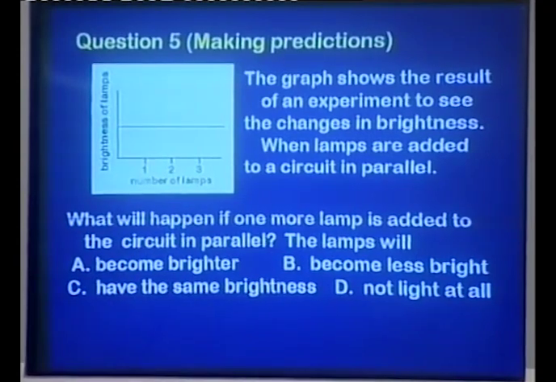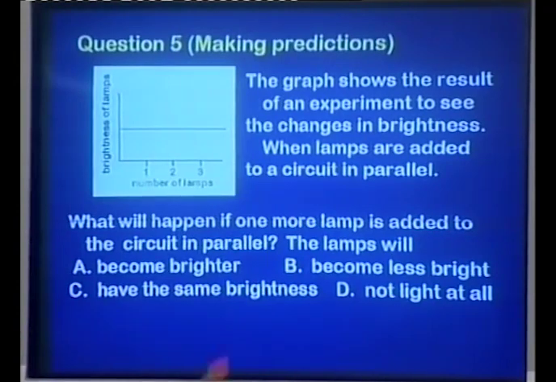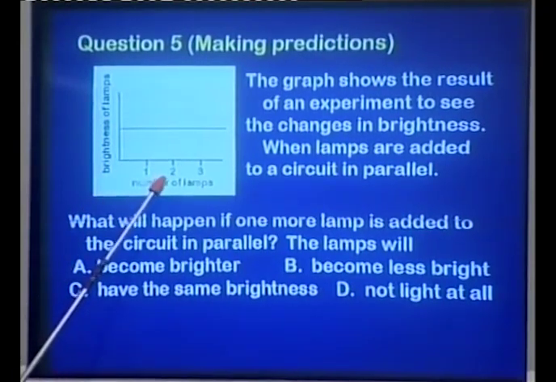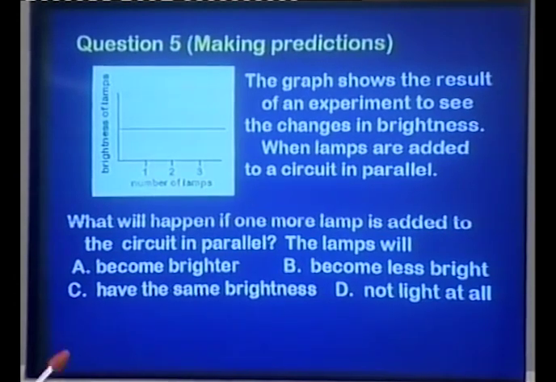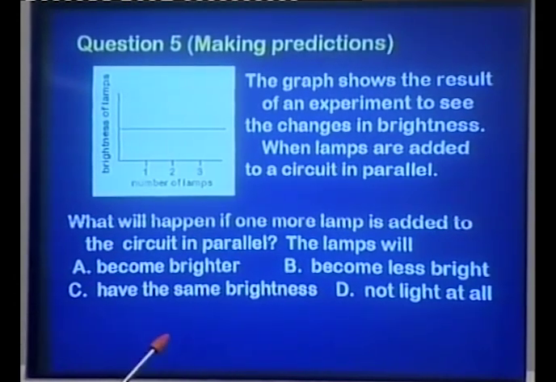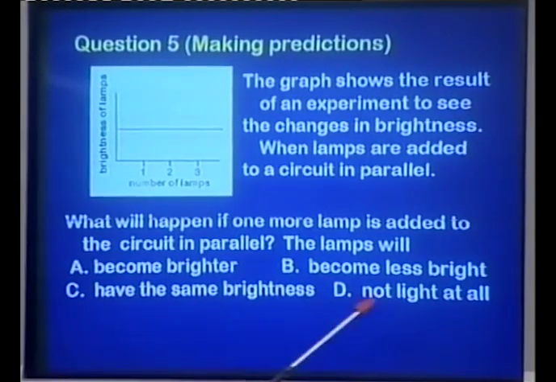In a parallel circuit, now some of you are not listening. In a parallel circuit, first lamp, you can see the brightness of the lamp. When you add another lamp, making the number of lamps 2, you will see the brightness, and the third one you will see. Now, if we add one more, what do you think will happen to the brightness of the lamp? It will become less bright? Not light at all? Have the same brightness, become brighter?